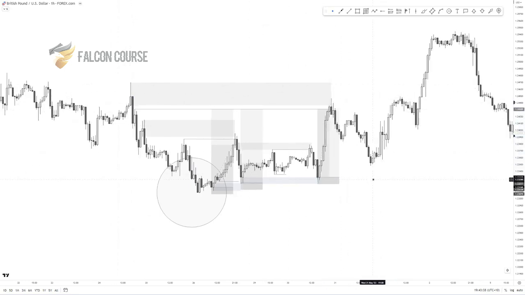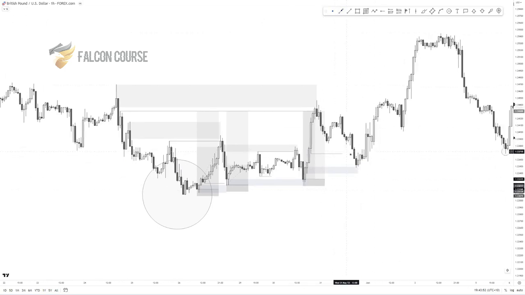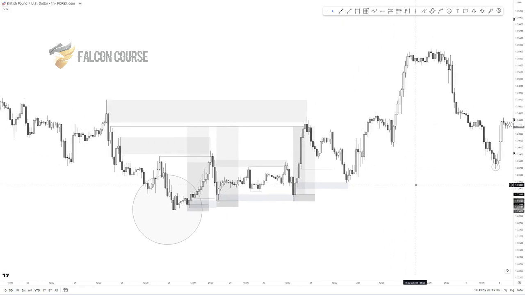But then again, what do we have to look at? We have to look at the continuation predeterminism, okay? And what do we find down here? Another valid demand that formed. So we took that, took out some internal liquidity, we pushed into it, a strong push and a strong push back out, and we continued to the upside again.